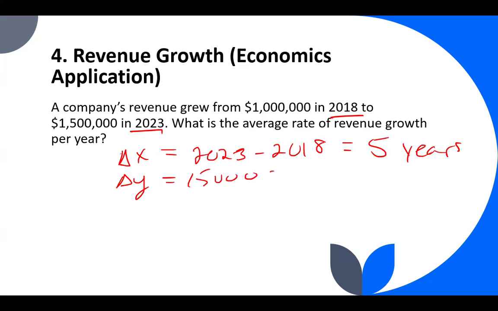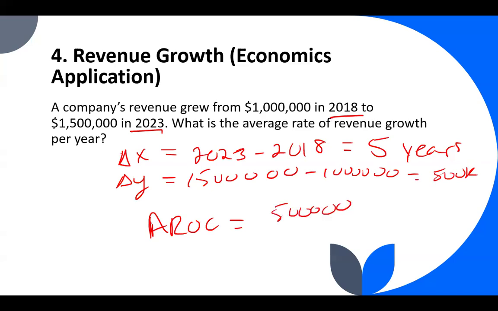So 1,500,000 minus 1 million. I should have just written K's. I don't know why I wrote it all out. And that's going to leave us with 500,000. So I wrote 500K. And so your average rate of change would equal 500,000 divided by 5 years, which is 100,000 per year.